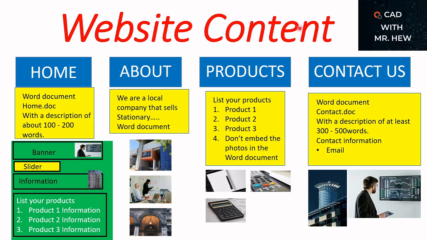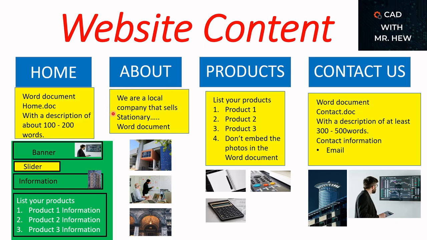All right, website content. So here we have different web pages. We have one web page called Home, a second web page called About, another web page called Products, and a Contact Us web page, right? So this page would be the home page, for example. When you click on these different blue tabs, you'll be navigated to the respective web pages that I spoke about a while ago. So here, the home page would have a description of about 100 to 200 words about the information on our website.